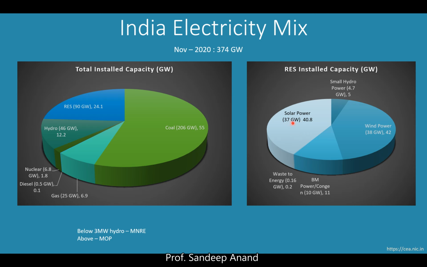Solar is about 37 gigawatt, right, 40%. Then wind is very similar, 38 gigawatt, again 42%. Small hydro, which I was talking about, constitutes about 5%. And biomass and cogeneration is about 11%.